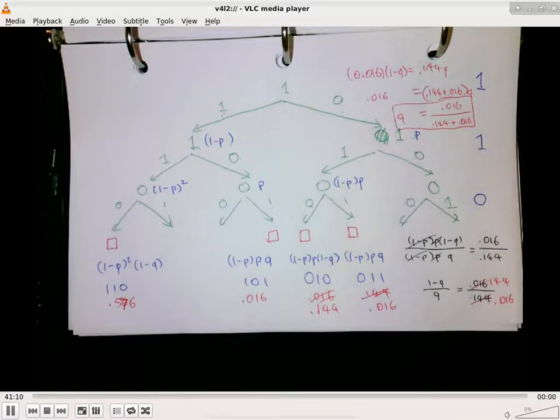And then the rest of the instruction is to plug this into one of the equations with P, and then you can solve with the probability of P.